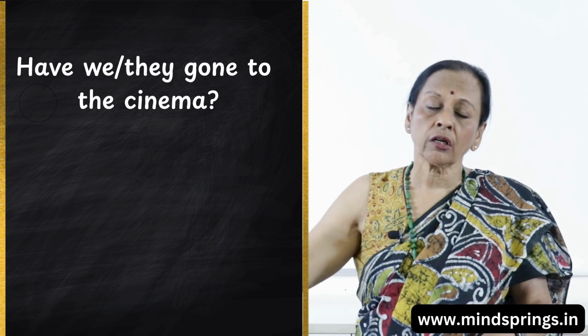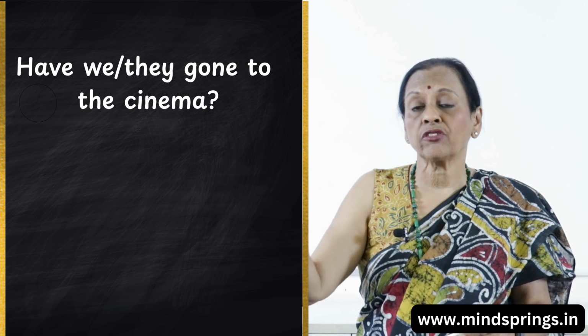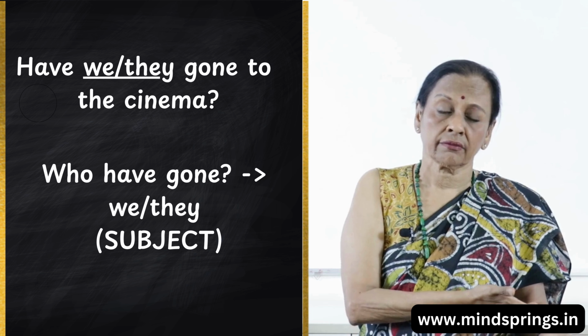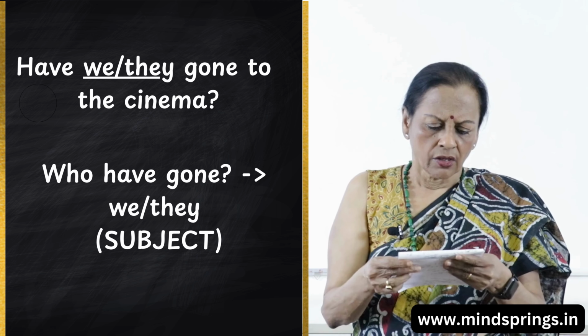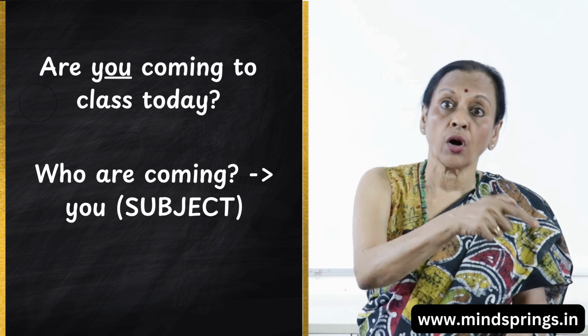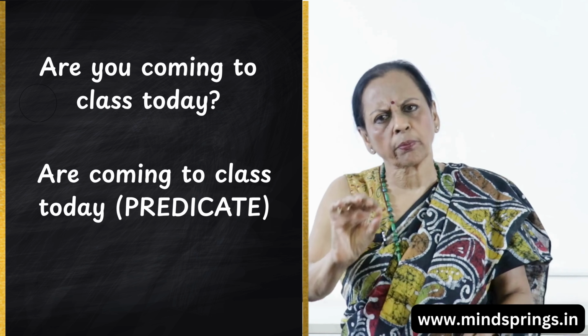Now what happens with questions is, you might have a question that starts with have. Have we gone to the cinema, or have they gone to the cinema? Now have gone is your verb. Now who have gone? They. Ask the verb who or what and you will get an answer. So are you coming to class today? Are coming. Who are coming? You are coming. So you is your subject and the rest of it is your predicate.